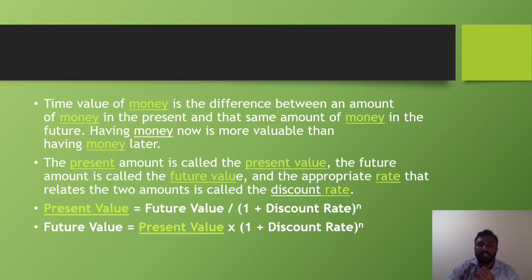We can say the present amount is called the present value, and the future amount is called the future value. The appropriate rate that relates the two amounts is called the discount rate. The formula for present value is: present value equals future value divided by 1 plus the discount rate, or interest rate, whole power n. N shows the number of years or periods of time. The formula for future value is present value multiplied by 1 plus i whole power n. Here the present value is the principal amount, 1 plus the discount rate is 1 plus the interest rate, and n shows the number of years, how much time we give.